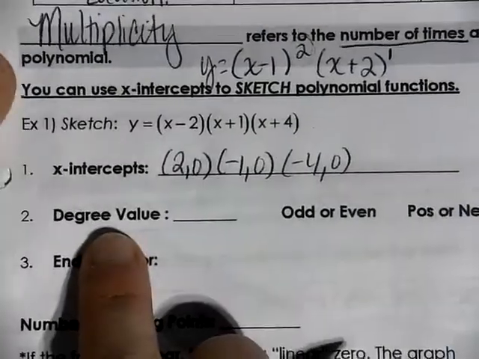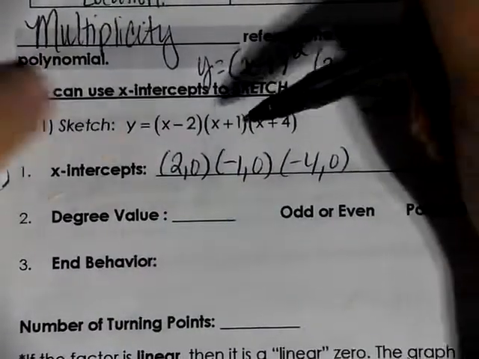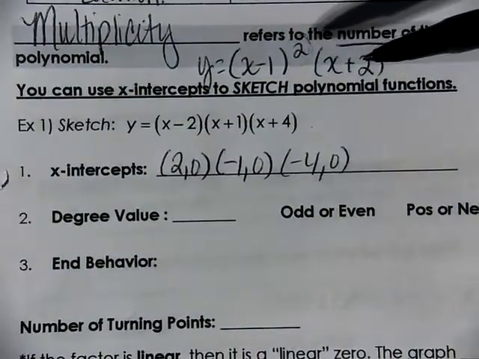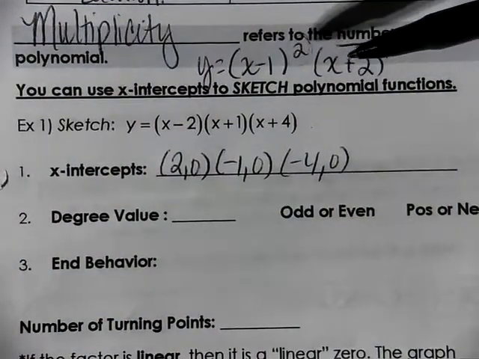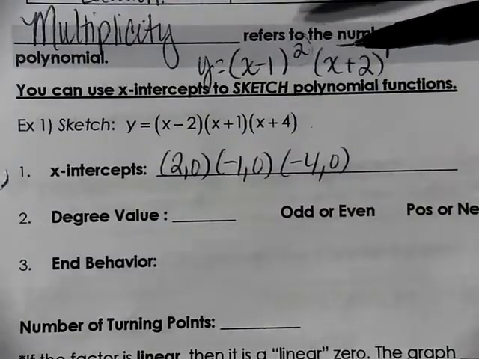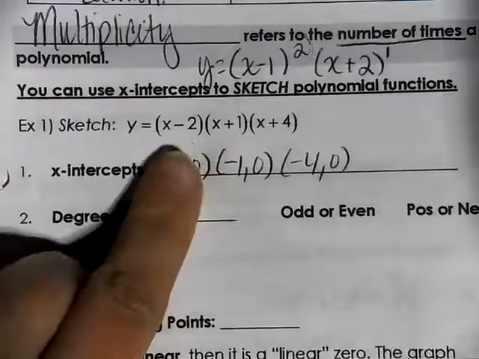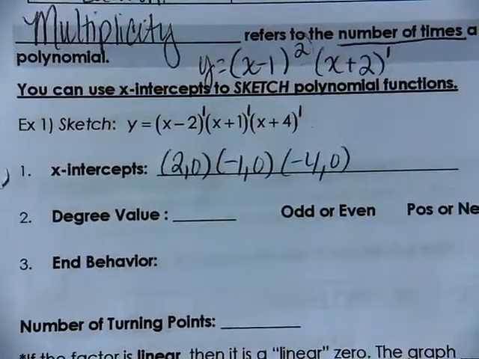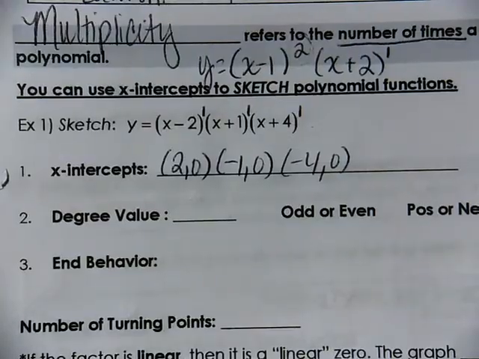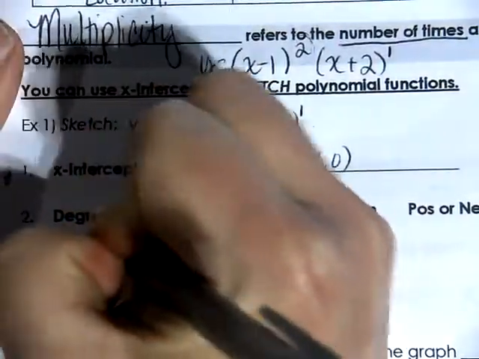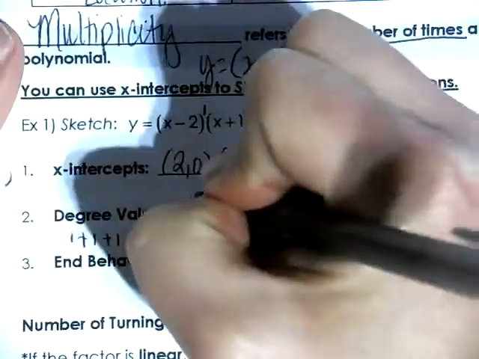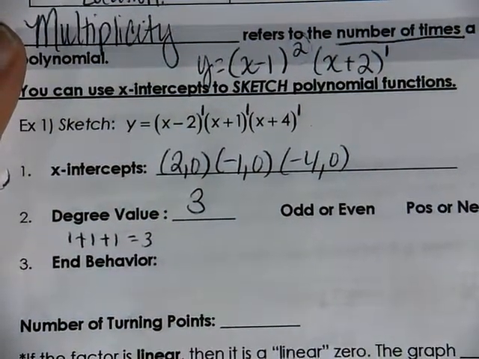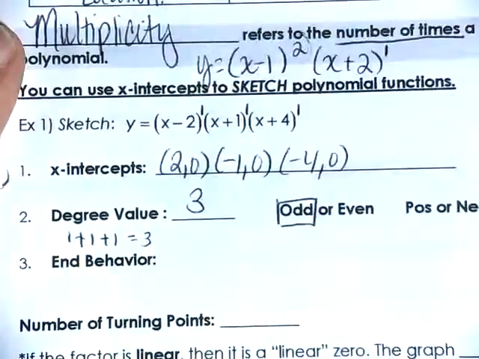So let's go ahead and look at the degree value. Your degree value is, if we were to FOIL out all of these parentheses, what would we end up having? Would this be a quadratic? Would it be a cubic? Would it be a quartic? We need to know. Here's a shortcut. Take the exponents of all of your parentheses, which in this case are all 1, and add them together. 1 plus 1 plus 1 is equal to 3. Our degree value is 3. Our degree is 3, which is an odd number.